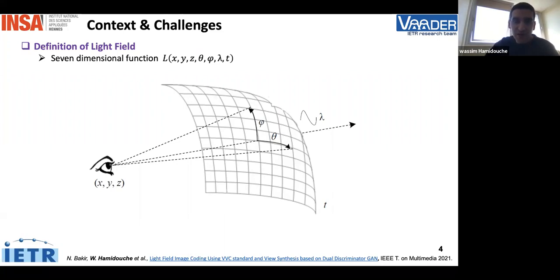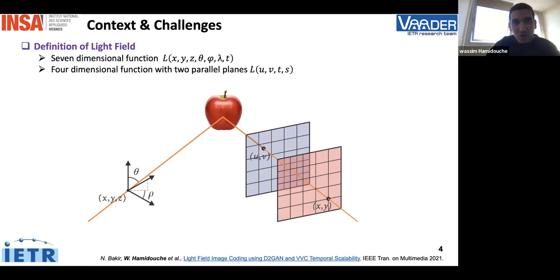This light field function can be simplified into a 5-dimensional function because the time can be sampled by the acquisition device depending on the frame rate, and the lambda can be represented in 3 components. Usually we use RGB color components. There is also another representation which can simplify this 5-dimensional light field function into a 4-dimensional function.